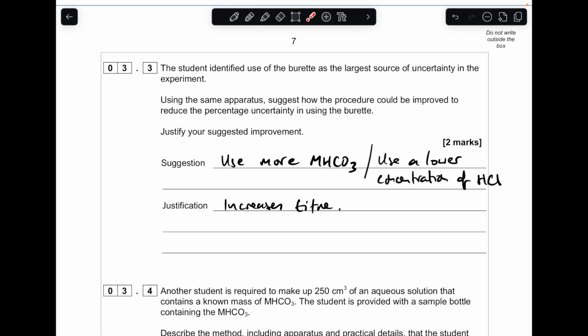So there's two ways to do that. We can either use more MHCO3, so dissolve more into that solution. So that's going to make the MHCO3 solution more concentrated, which is going to mean we're going to need more of the HCl, or we could use a lower concentration of HCl to start with, using the same mass of MHCO3. That's going to give us a larger titer as well.